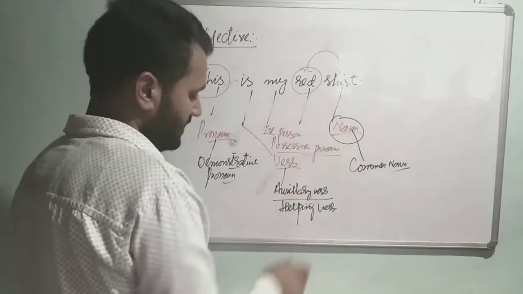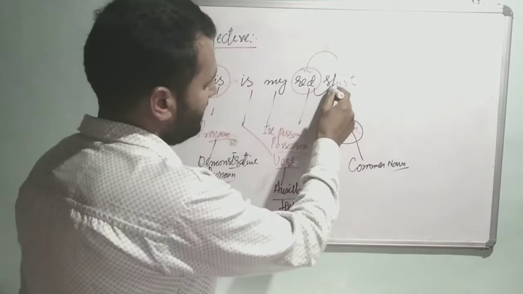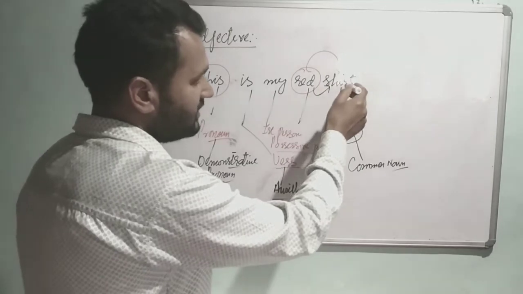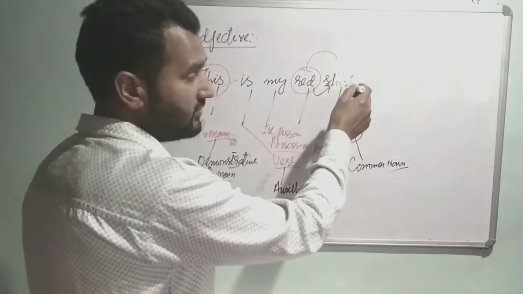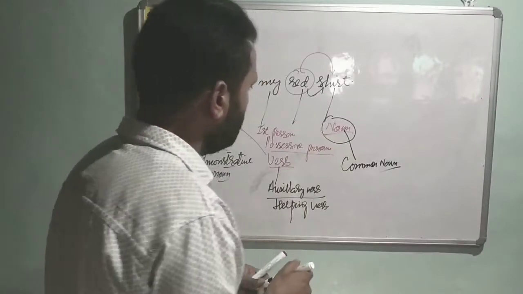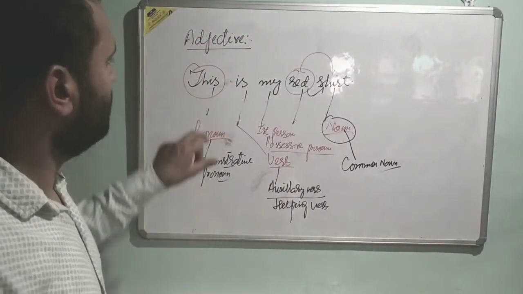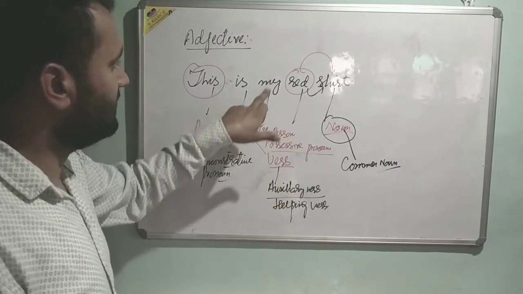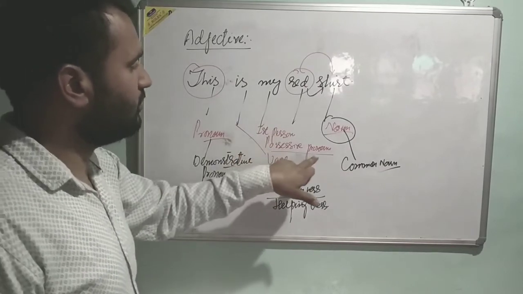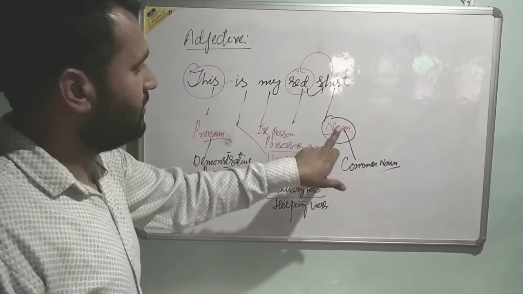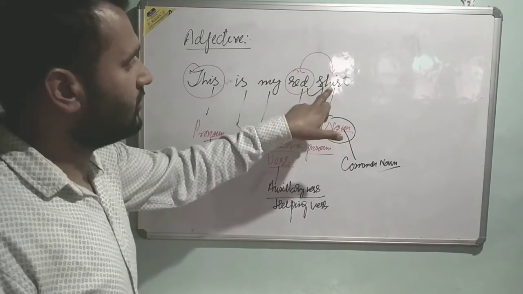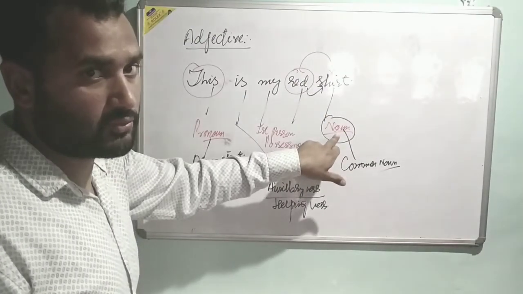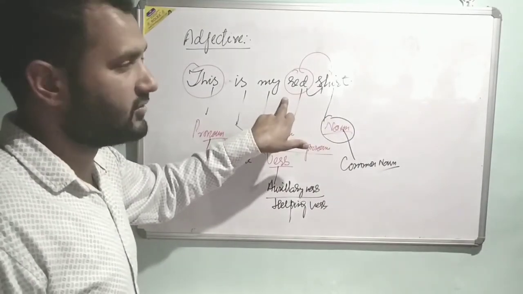So it is adding something to this noun. Or we can say it's qualifying this word, modifying this word. It's adding some meaning, some quality to this word. Okay. So this is the sentence. This is a pronoun, and it's a demonstrative pronoun. This is a verb, and it is an auxiliary or helping verb. And this is also a pronoun, but it is a first person possessive pronoun. And this is a noun, that's a common noun. And this is an adjective because it is adding or qualifying or modifying, adding some meaning or quality to this very word. Since this word is a noun, this should be categorized or classified as an adjective.